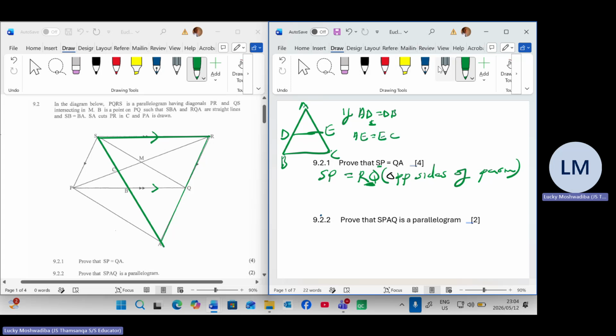If you are able to show these properties, that AD is equal to DB and AE is equal to EC, then we can draw the following conclusion in this particular instance. We can definitely draw a conclusion that says, therefore, DE will be parallel to BC.